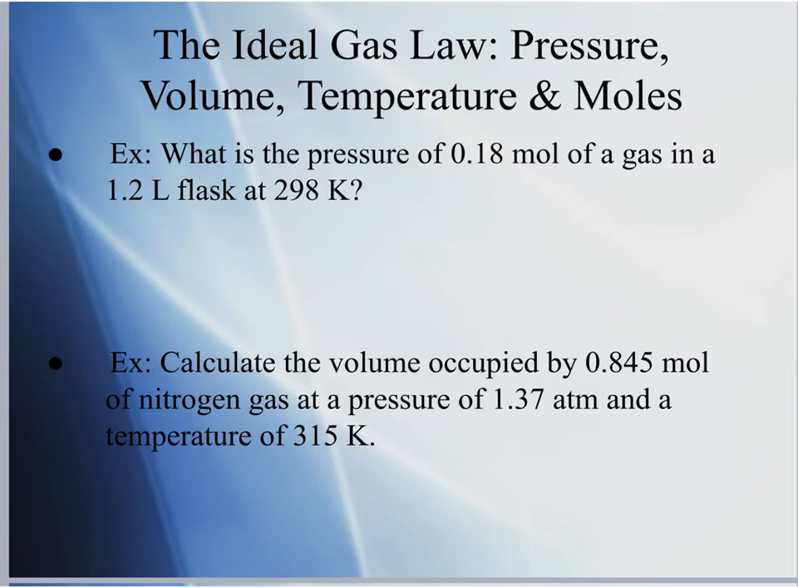Okay, so here's a couple of examples. First one: what is the pressure of 0.18 moles of gas in a 1.2 liter flask at 298 Kelvin? Well, luckily for us, we have all of the correct units, so we just need to plug it into our PIV-NERT or ideal gas law.